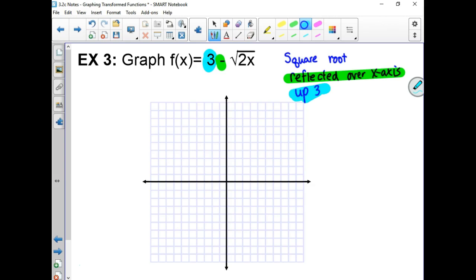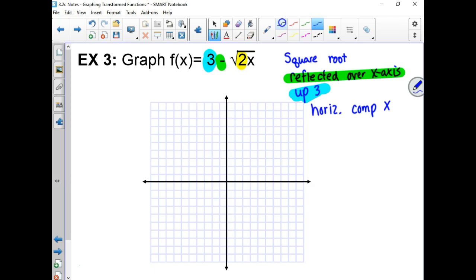And then, Nathan, what about the last thing, this 2 right here on the inside? What does that do? It is a compression. Is it horizontal or vertical? Horizontal, good. So horizontal compression, by a factor of not 2.